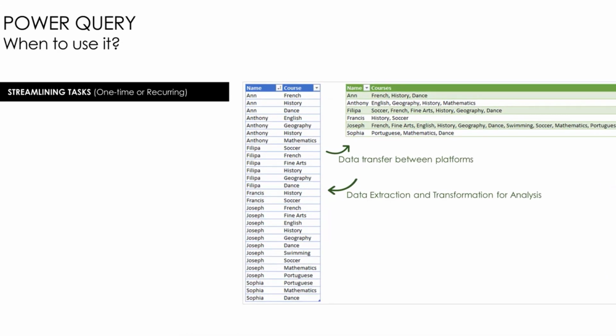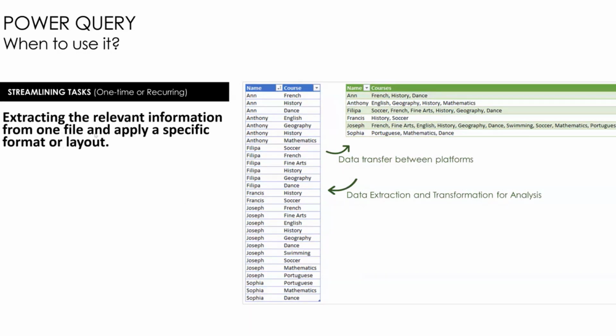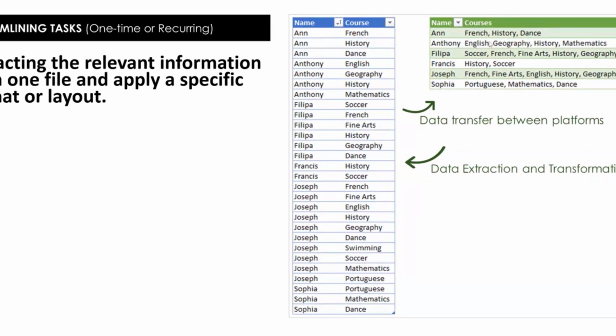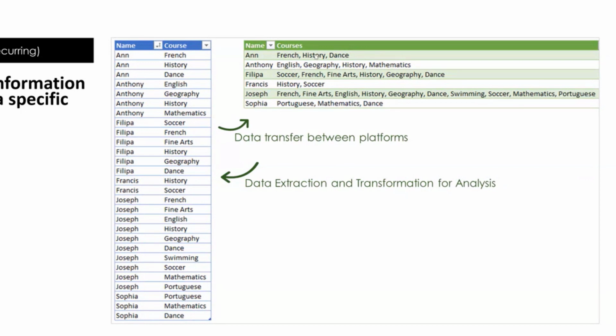Now I would like to just talk about some examples where it makes sense to use Power Query. One of the things, that these few examples that I'll be talking first are about streamlining tasks. One of the things is if you need to extract information from one file and apply a specific format or layout. For example, the two tables that you see here in blue and in green, they represent the exact same data, but they are just laid out differently.